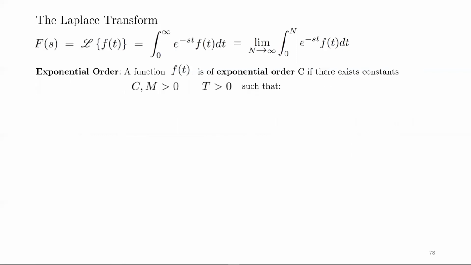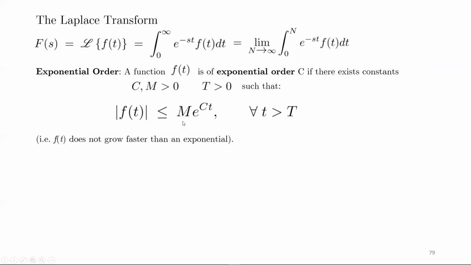The second thing I wanted to define here is something called exponential order. A function f of t is of exponential order c if there exist constants c and m greater than 0 and capital T greater than 0, such that this inequality is satisfied. The absolute value of f of t has to be less than or equal to m times the exponential of c times t, for all t greater than capital T.